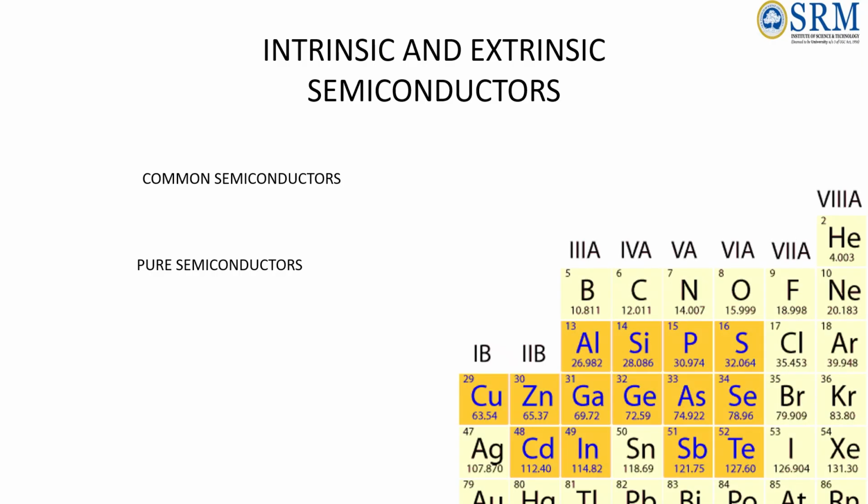Silicon and germanium are the commonly used semiconductors. They belong to the group 4 category of elements. The slide shows you the periodic table.